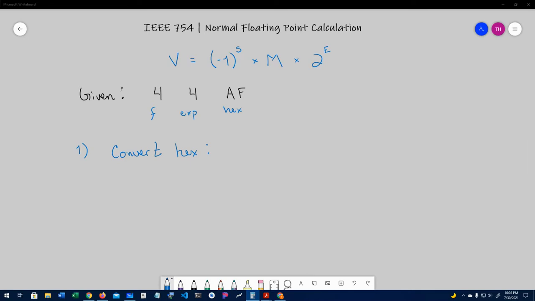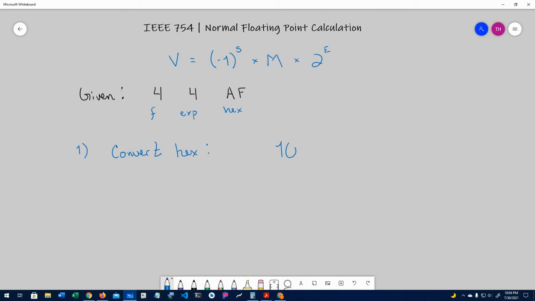Of course, at this point, you probably do know how to do this, and that will just make it a little quicker. So we're going to have a binary here of 1010, 1111. All right. Next thing I do is I'll just partition this.